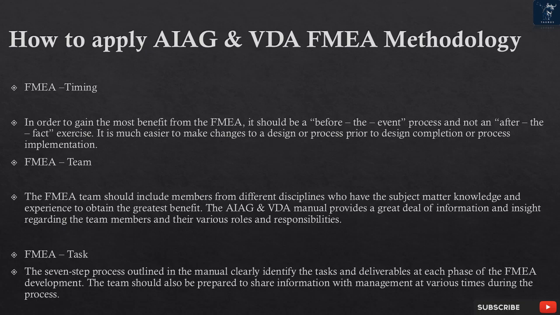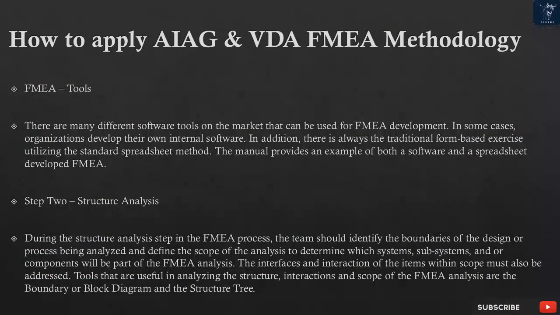FMEA task. The 7-step process outlined in the manual clearly identifies the tasks and deliverables at each phase of the FMEA development. The team should also be prepared to share information with management at various times during the process. FMEA tools. There are many different software tools on the market that can be used for FMEA development. In some cases, organizations develop their own internal software. In addition, there is always the traditional form-based exercise utilizing the standard spreadsheet method. The manual provides an example of both a software and a spreadsheet developed FMEA.